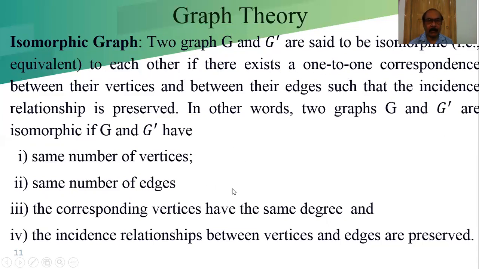Whatever the vertex set in the graph, suppose G and G dash are isomorphic. There must be a one-to-one correspondence between the vertices and between their edges, such that the incidence relationship is preserved.